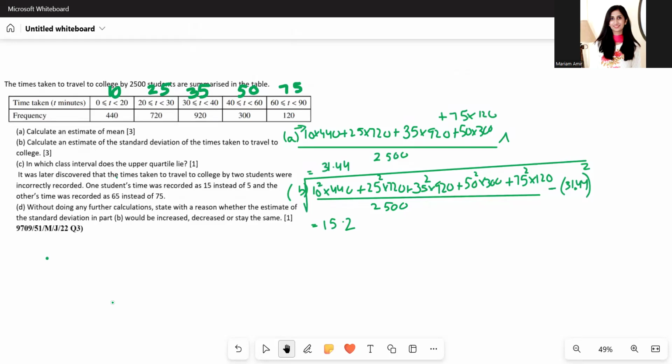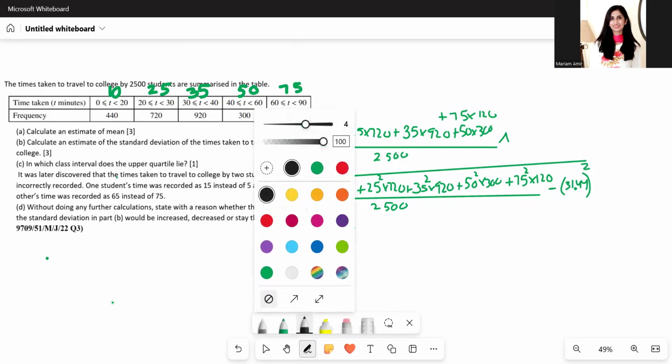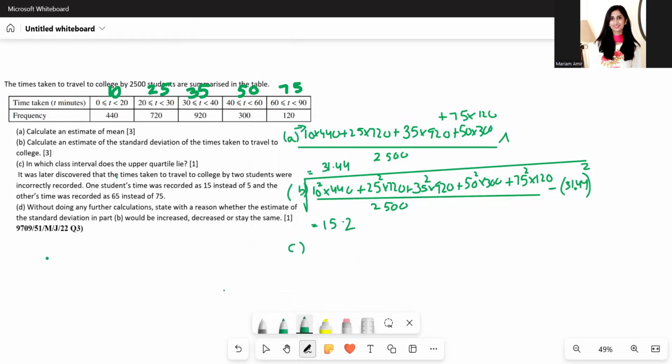Part C, in which interval does the upper quartile lie? Now, if you remember from O levels or before that, the upper quartile is the value at the 75% position. So what's going to be 75% of our data values? It is going to be 1875. So now which interval does 1875 lie in?